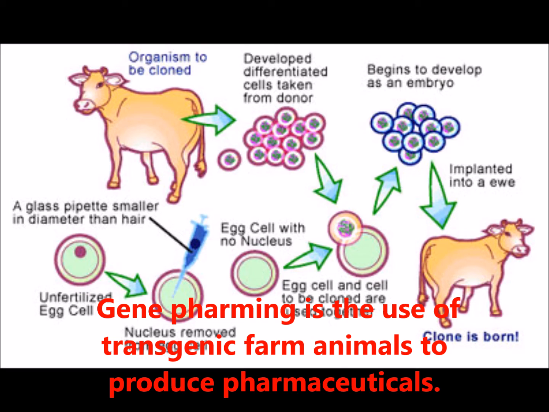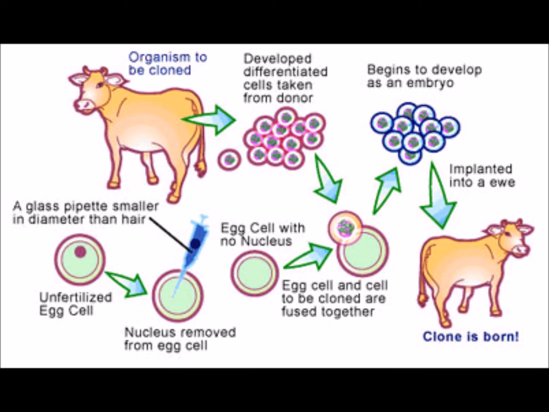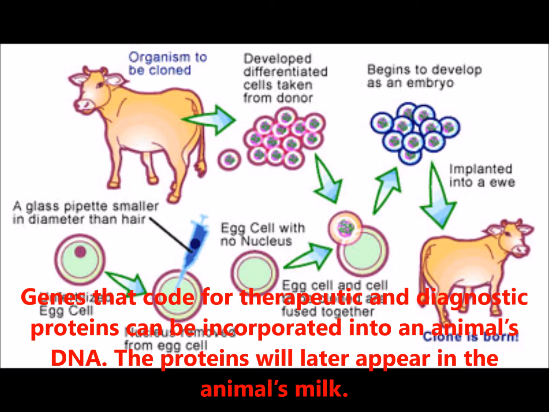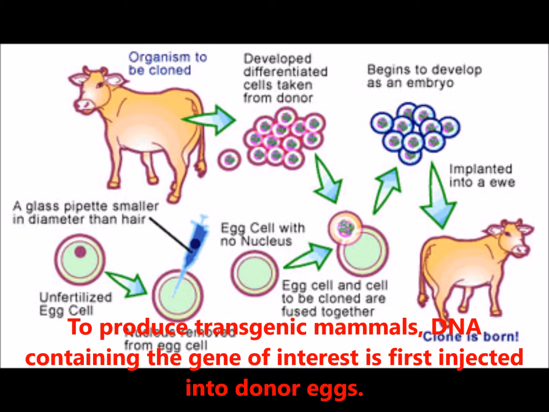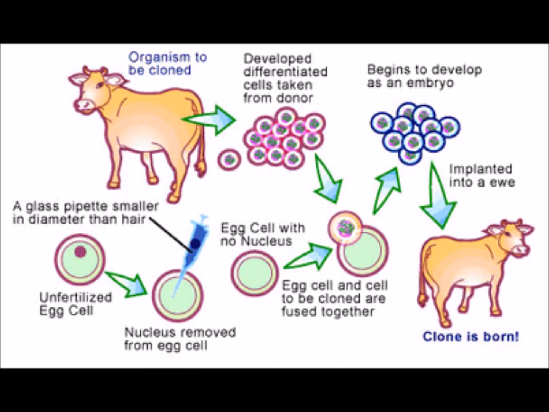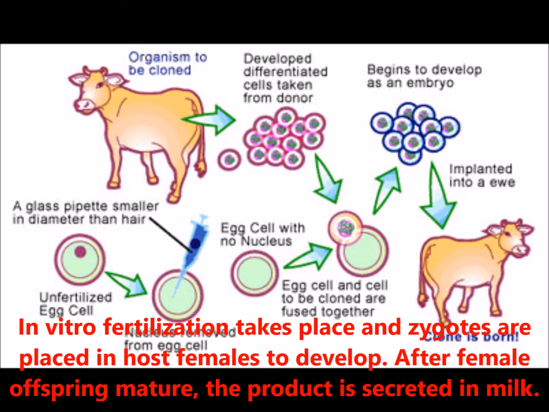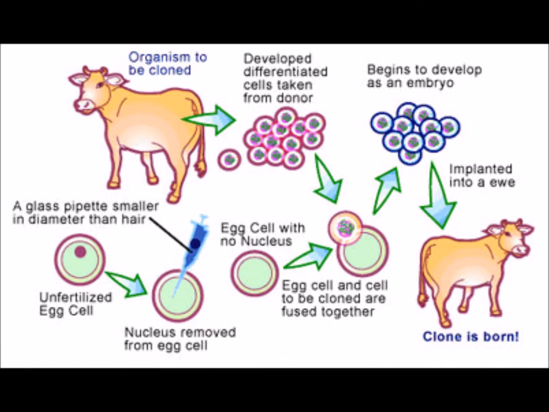Gene farming is the use of transgenic farm animals to produce pharmaceuticals. Genes that code for therapeutic and diagnostic proteins can be incorporated into an animal's DNA. The proteins will later appear in the animal's milk. To produce transgenic mammals, DNA containing the gene of interest is first injected into donor eggs. In vitro fertilization takes place, and zygotes are placed into the host females to develop. After female offspring mature, the product is secreted in milk.